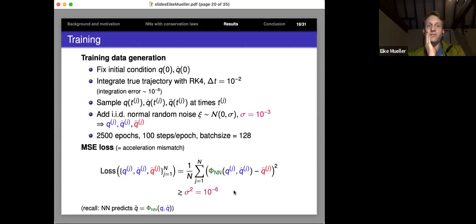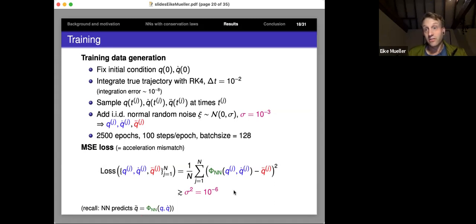Okay, a few words on training. To train these networks, I fixed the initial condition, and then I integrated 2 trajectories with an RK4 integrator. I assume that I know the true Lagrangian for my system.